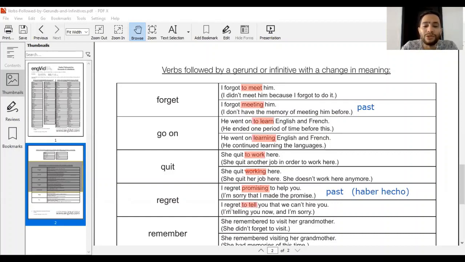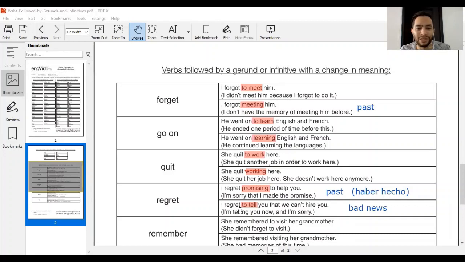right? When we use regret to, well, I regret to tell you that we can't hire you. We use regret to for giving bad news, right? So telling you now, I'm sorry. When we use this is to tell bad news. So in other words, lamento decirte, right? Lamento decirte is in the present, like decirte, right? Is in the present, y normalmente lo usamos para dar una mala noticia.